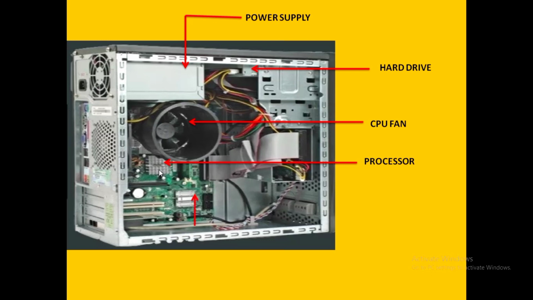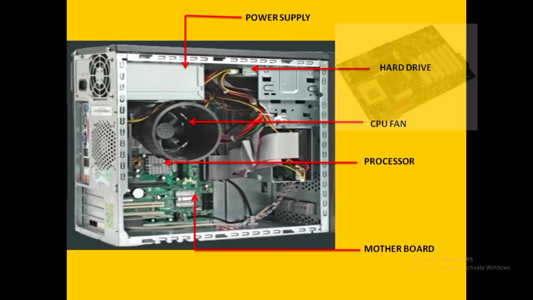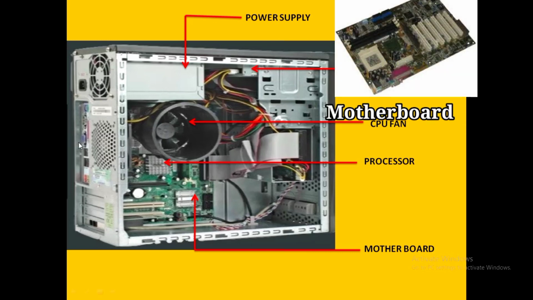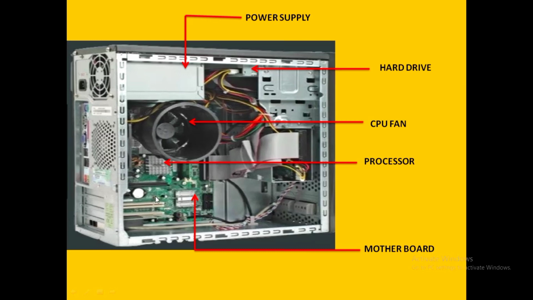Then next is the motherboard. Students, can you see this board? Somewhere you will get a green color board, somewhere a blue color board. I'll give you a picture on the side to see the motherboard. This board has the connections of different items like sound card, video card, RAM, processor, everything. So we can say this is a circuit board.